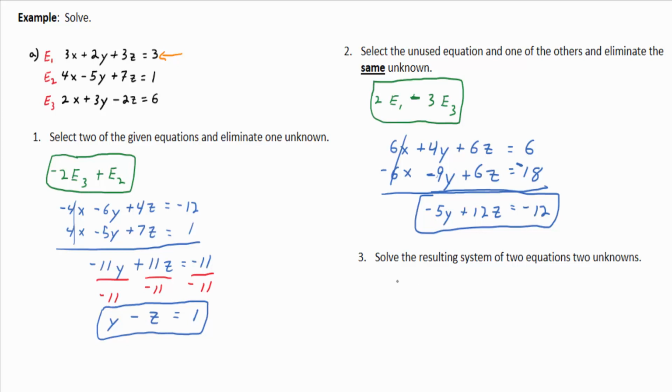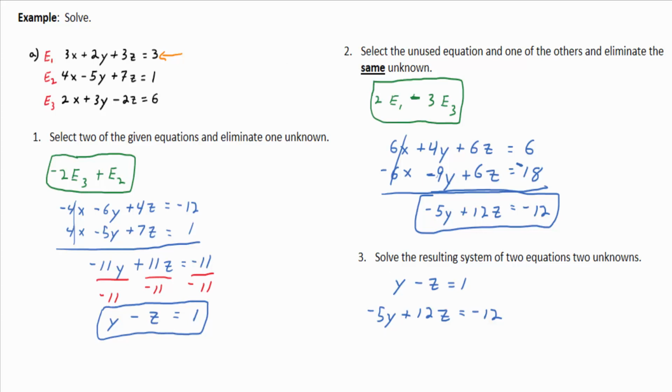Okay, so let's collect the 2 equations together. So we have y minus z equals 1, and negative 5y plus 12z equals negative 12. So what's the best way to solve this system? You could use either substitution or elimination. I'm going to go ahead and use elimination. I'm going to eliminate the y's here.